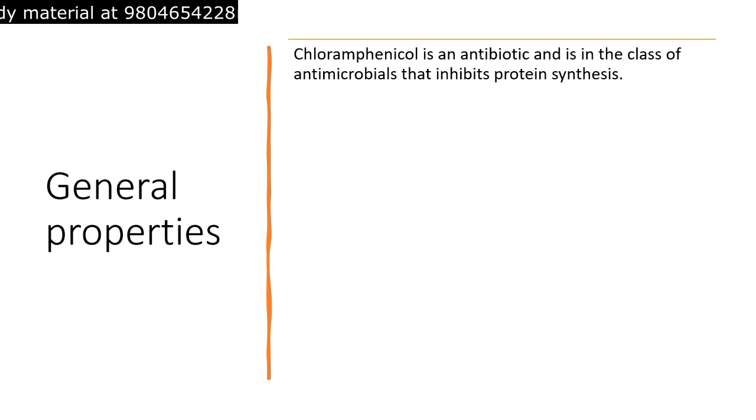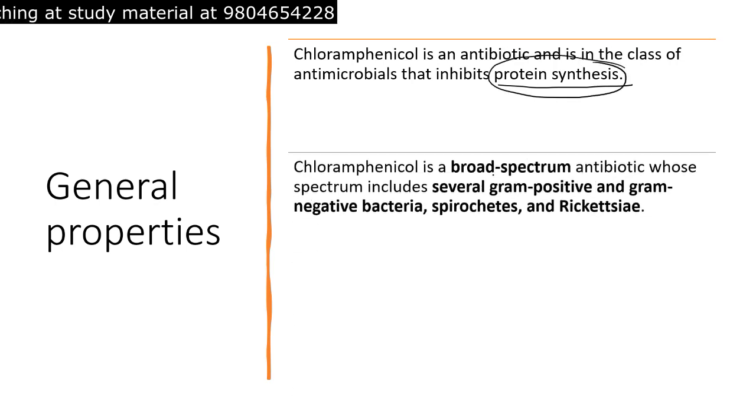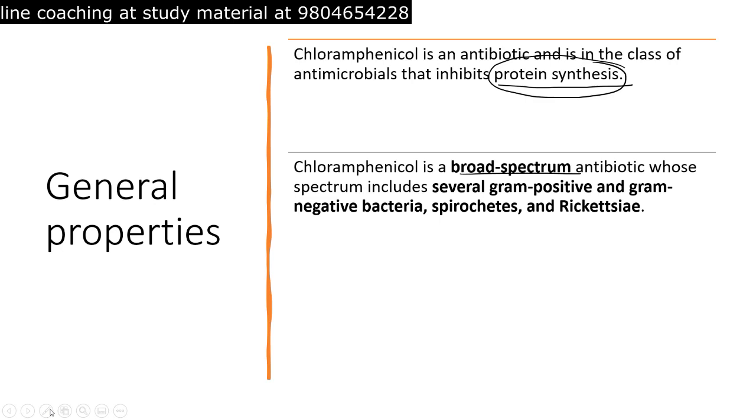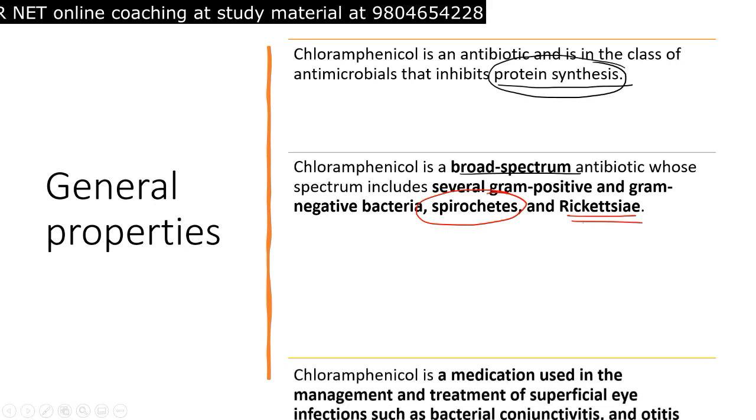The first thing is the general properties of chloramphenicol antibiotic. Chloramphenicol is an antibiotic, a class of antimicrobial that inhibits protein synthesis, so basically we classify it as a protein synthesis inhibitor. It's a broad spectrum antibiotic whose spectrum includes several gram positive and gram negative bacteria, and not only gram positive and gram negative. The beauty about chloramphenicol is that it can go up against spirochetes as well as rickettsia.